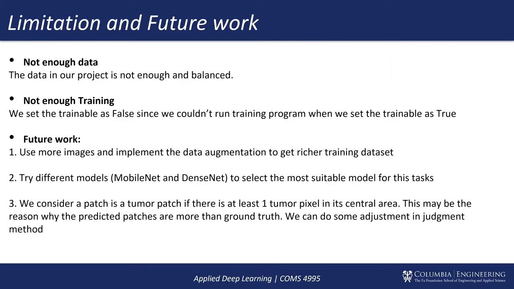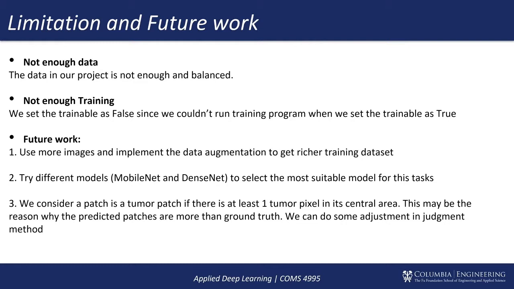The limitation of our project is that the data isn't enough. Two of the slides contain over 2,000 tumors, however, the sum of the numbers for all other slides is less than 2,000. This imbalanced data may bring bias to our model. Also, we use Inception v3 in our project and set trainable as false, since we couldn't run the program when we set trainable as true. When the slides in our project differ significantly from ImageNet, our model may not represent the features accurately.